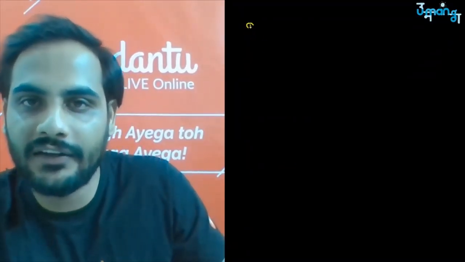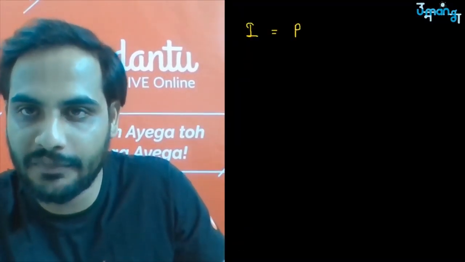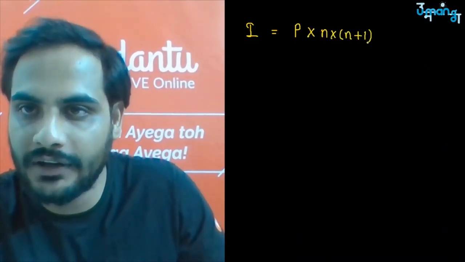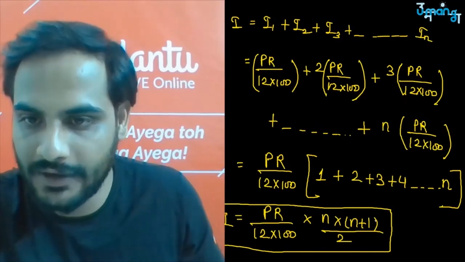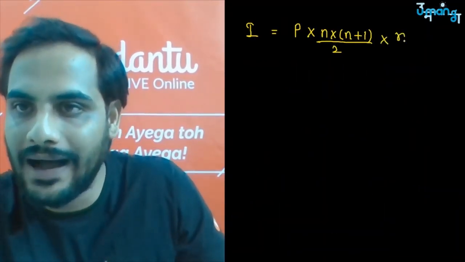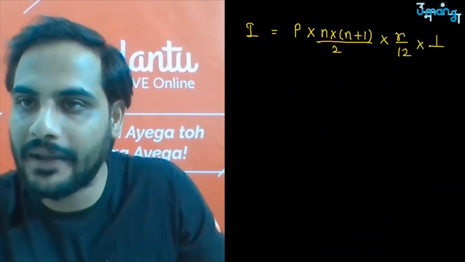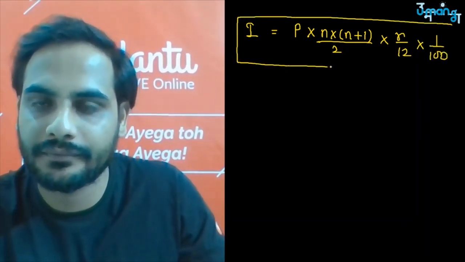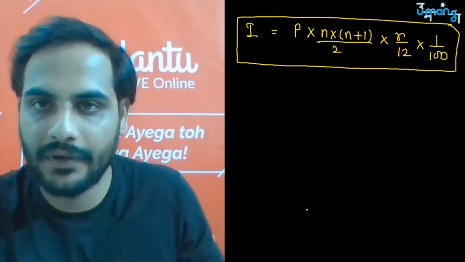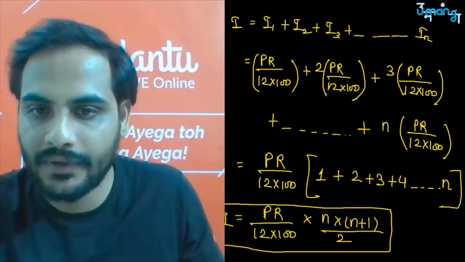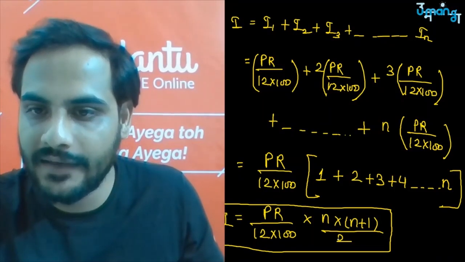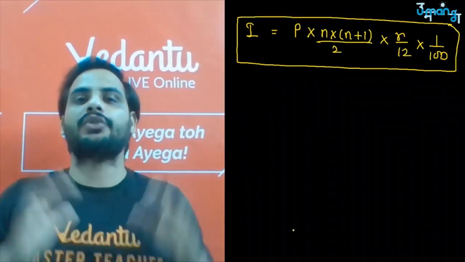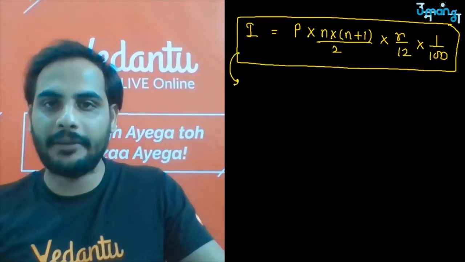So the interest for a recurring deposit account will be written as P into n into n plus 1 divided by 2, into R by 12 into 1 by 100. Remember it like this. Okay, see here, P into R by 12, n into n plus 1 by 2, and this 1 by 100. So this will be your formula for the interest in a recurring deposit account.